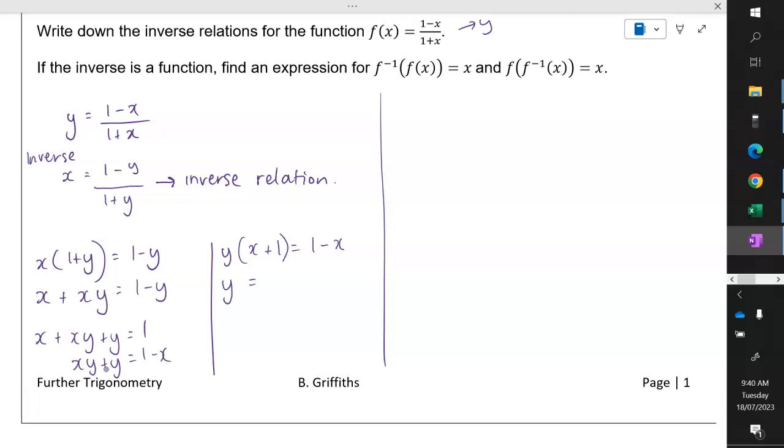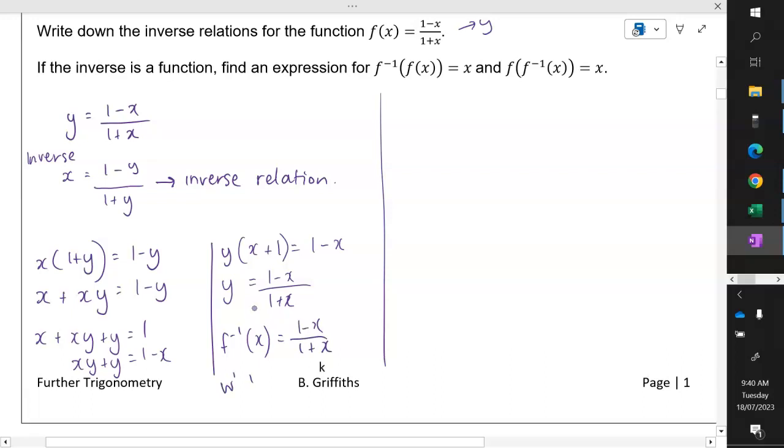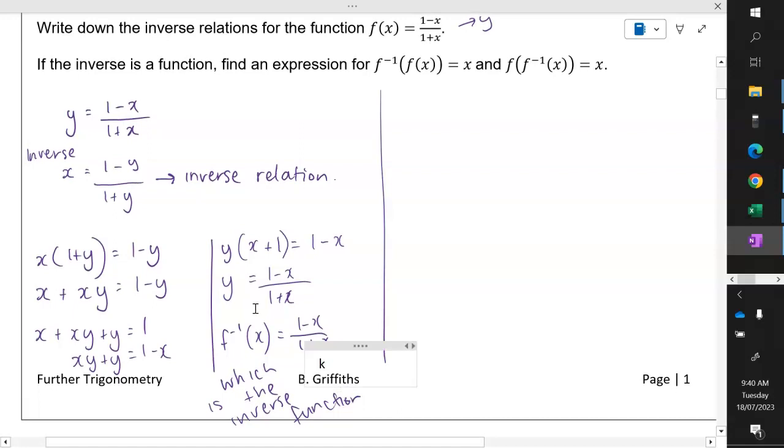If I now divide by that 1 plus x, or x plus 1, whichever way you've got it in yours, I'm going to have 1 minus x over 1 plus x, and I might just write it as 1 plus x, just because it looks similar to that top line. So now we have our relation in terms of y equals, and that's an inverse. So we can write that f inverse of x is equal to 1 minus x on 1 plus x, and that's our inverse function. So that's basically saying there's one solution for y, and that's why it's a function.